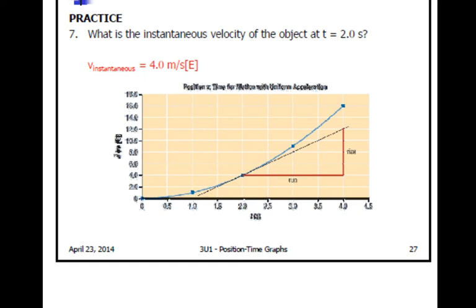So let's say this graph here, what is the instantaneous velocity of an object at 2 seconds? Reading from this graph, you'd have to use the rise over run of that line. We have a point at (4, 12). We have another point at (2, 4). So the change in y is 12 minus 4, that's 8. The change in x is 4 minus 2, that is 2. 8 meters divided by 2 seconds is 4 meters per second east.